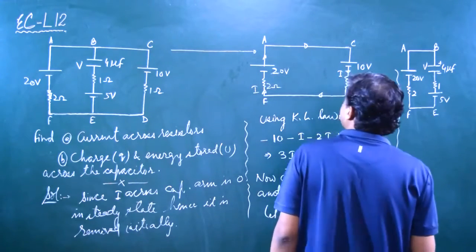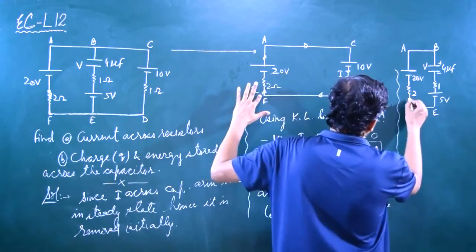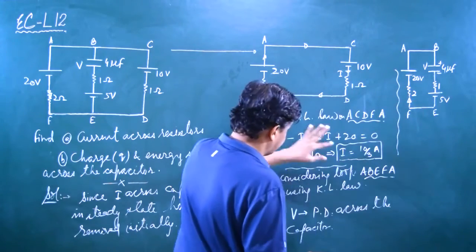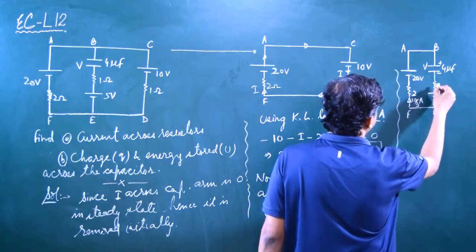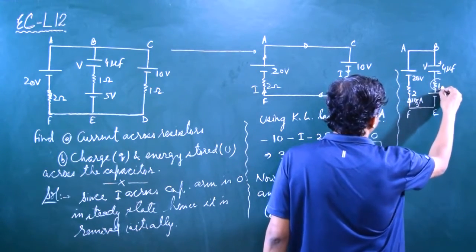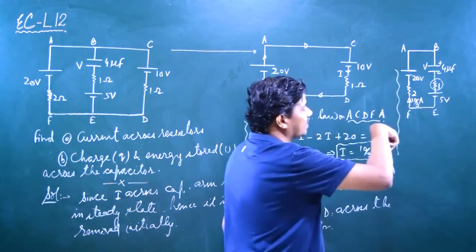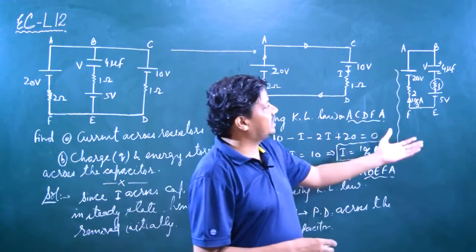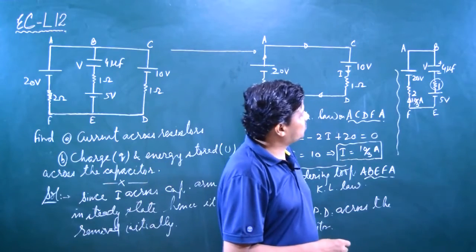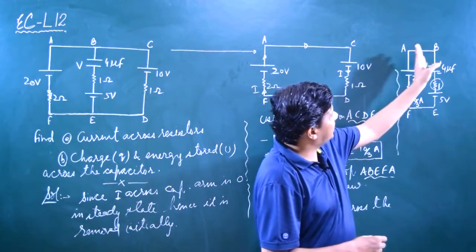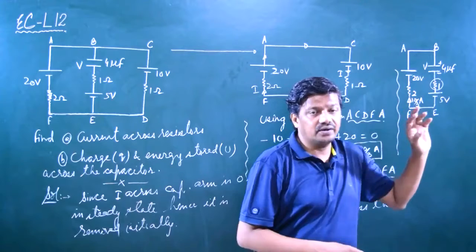See, the current we have found here, it was 10 by 3 ampere. It is 10 by 3 ampere, but the current here is 0. No current we have to take here, because it was the capacitor arm, and in the steady state the current across the capacitor arm is 0. Now we have to use Kirchhoff's loop law over this loop. It is A, B, E, F, A.